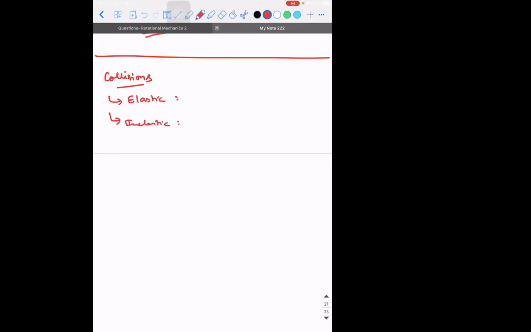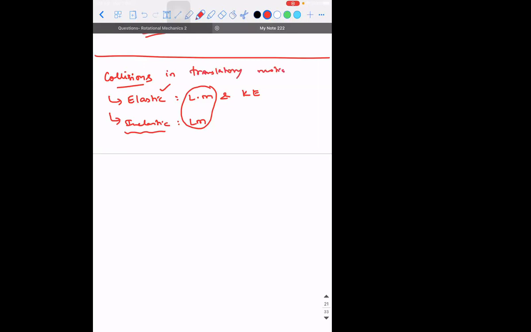So what can you say about the elastic collision? What are the physical quantities that are conserved? Linear momentum and kinetic energy. If these two physical quantities are conserved, then we call the collision elastic. If only linear momentum is conserved, we call it inelastic. I hope you're able to understand. So what is the common factor in both? Whether it is an elastic or an inelastic one, the linear momentum is always conserved. This is about collisions in which kind of a motion?